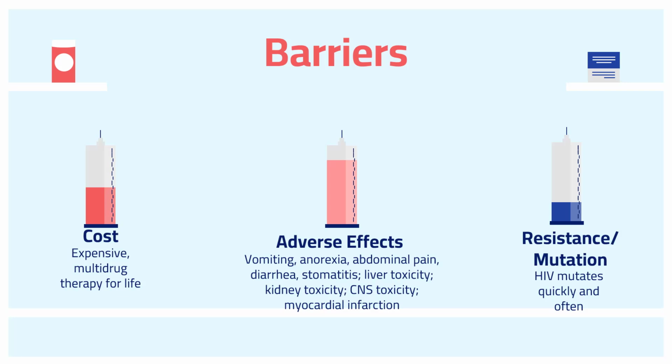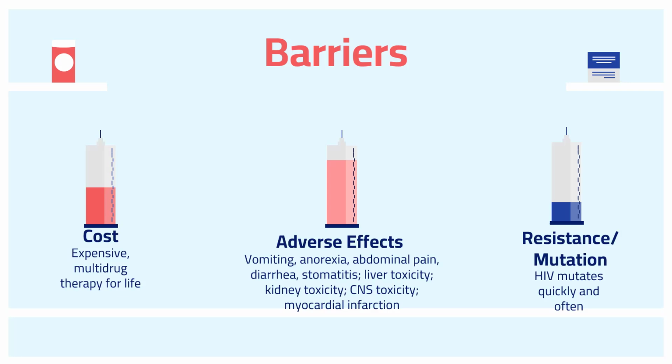Some of the medications can cause cardiac damage and eventually lead to myocardial infarction or heart attack. And so the third barrier is HIV mutation. The patient may be on a particular treatment regimen, and even with adherence, they may find that they are starting to develop more and more symptoms, and their viral count is climbing because the HIV that they have has mutated and is no longer responsive to therapy.